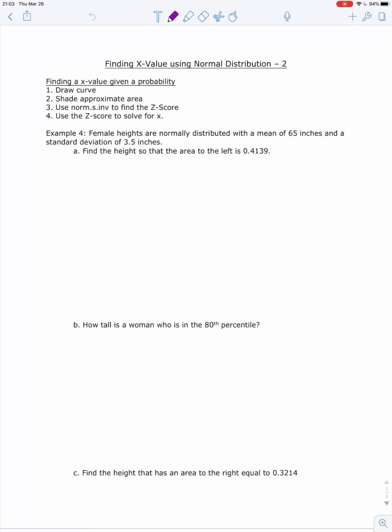And we're going to do this for every single problem that we see. So the process is we're going to start by drawing our normal curve. That gets a step all to itself. Then we're going to shade the approximate area on the curve that we have the probability for. Then we're going to use Excel and we're going to use the function norm.s.inv to find the z-score. And then finally we're going to use the z-score to solve for x.